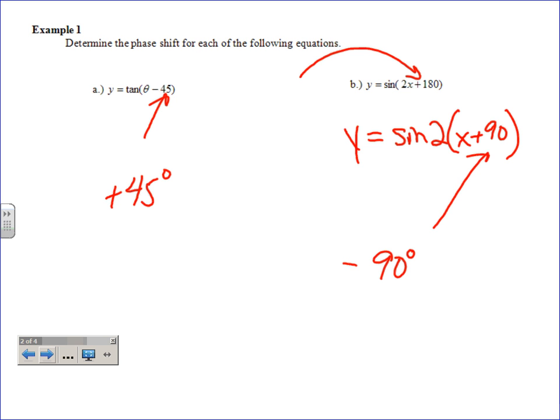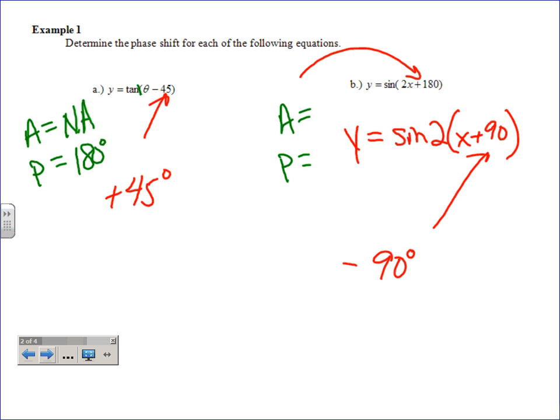Okay? And just for fun, let's just have a quick review here. And let's figure out amplitude and period for both of these. Letter A, amplitude. Aha, not applicable, gotcha. It's tangent. And period. Well, what's the normal period for tangent? 180. And what's really out front there is a 1, and so 180 divided by 1 is 180 degrees.